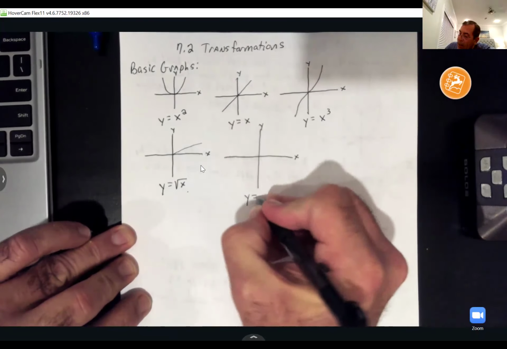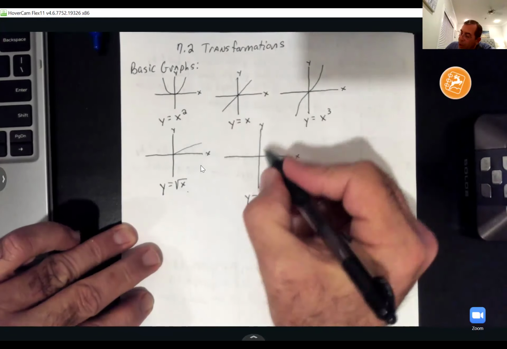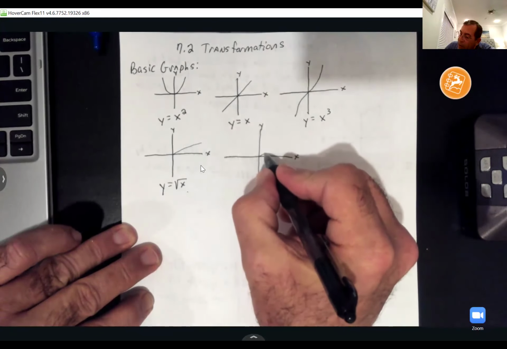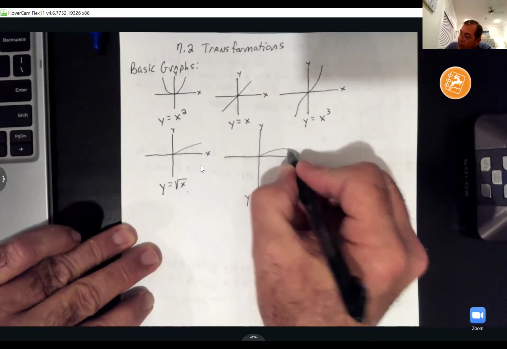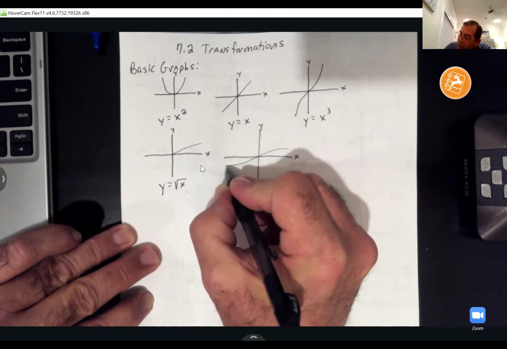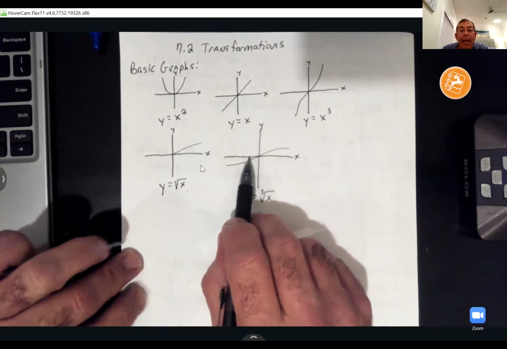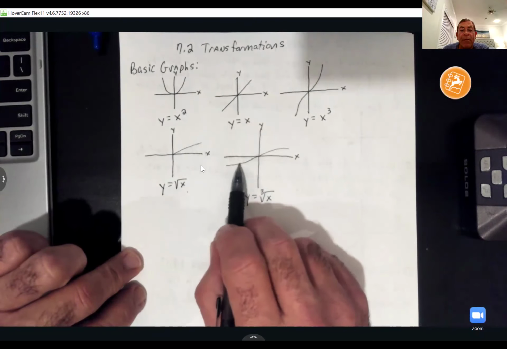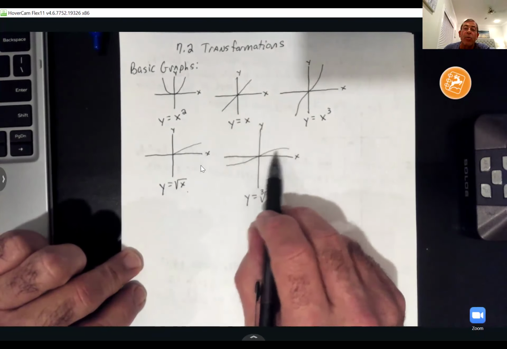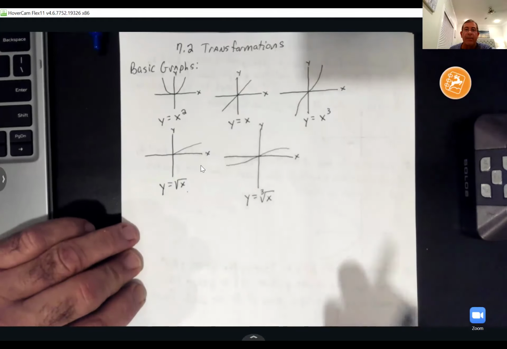I've got a cube root of x. A cube root is sort of like the square root to the right, but it can also go to the left, sort of slow, because remember, you can take a cube root of a negative number and it gives you a negative answer.